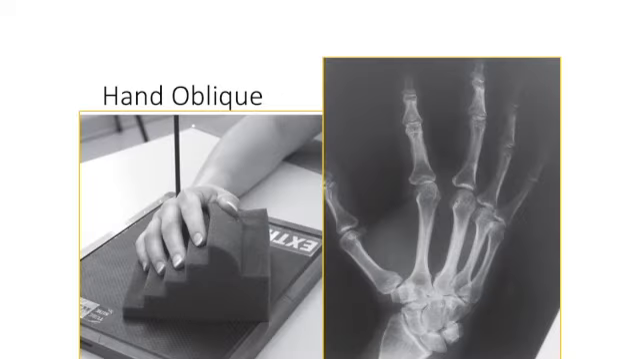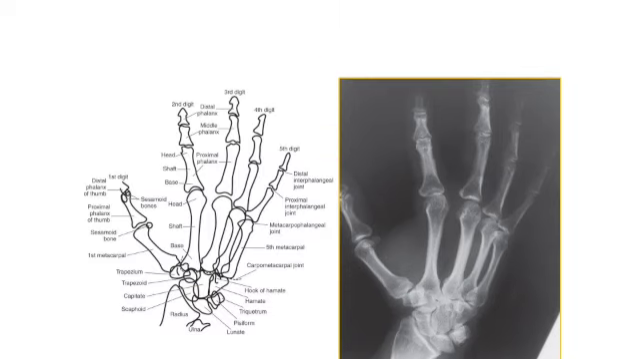This is an oblique view of the hand. Obviously we need to have a special foam pad so the patient can rest their fingers and keep the hand in that position. I can tell you that I broke my thumb when I was in PT school and they did not have that special pad. So I had to hold my hand up on its own, and I can tell you that it hurt something fierce.